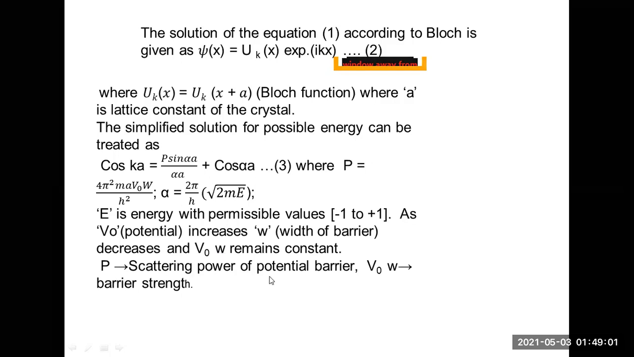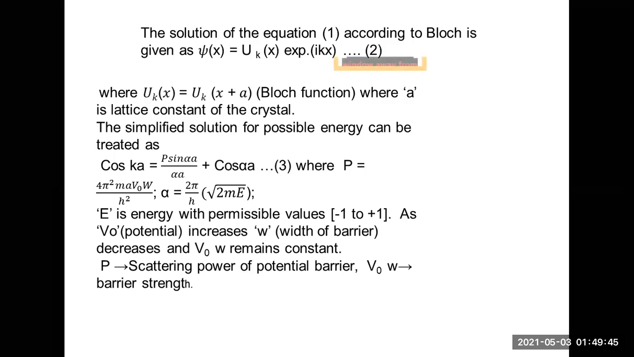And what is P here? The scattering power of the potential barrier. When I say potential barrier, definitely it will have some scattering power. Just now I told you that V naught is increasing and omega is decreasing. So what is the importance of studying V naught omega? V naught omega together gives us the information about the strength of that potential barrier. P is the scattering power of the potential barrier, how much the potential can be scattered, and V naught omega is the strength of that particular barrier. This was the information given by Kronig and Penney. You need to remember that.